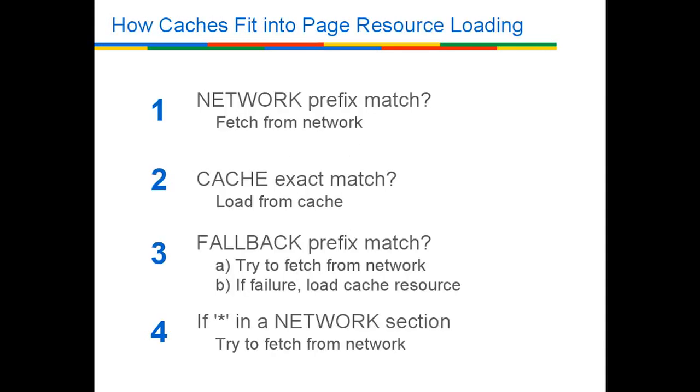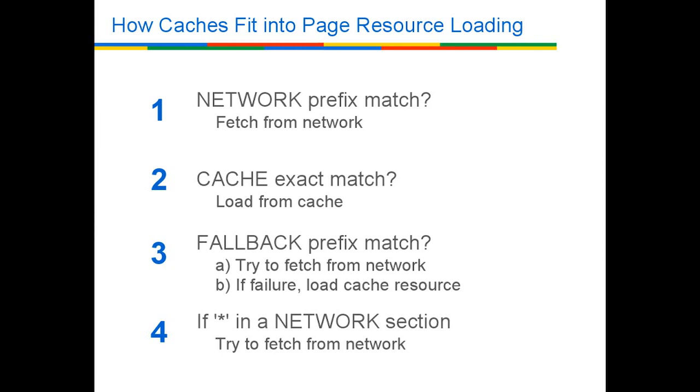Okay, so I kind of hinted at how these are actually used, and to be a bit more rigorous about the actual effect of these different sections and what the browser does. If you're loading a resource in a page, like a style sheet or a script, or you're making an XHR or any of that type of stuff that you're already in an HTML page, then the following process is used. First, the browser looks at all of your network prefixes and checks to see if any of them are a prefix match. If they are, then it fetches it from the network and it doesn't look at the cache ever again.